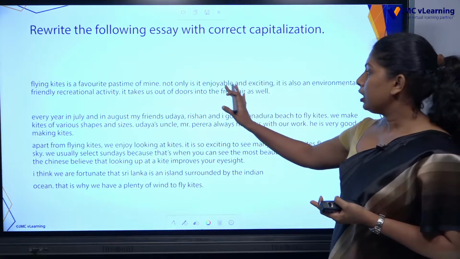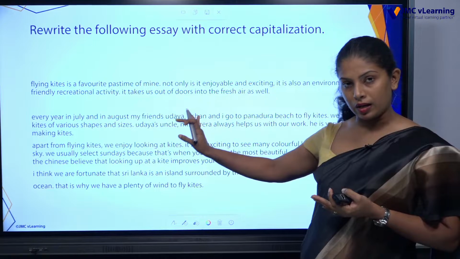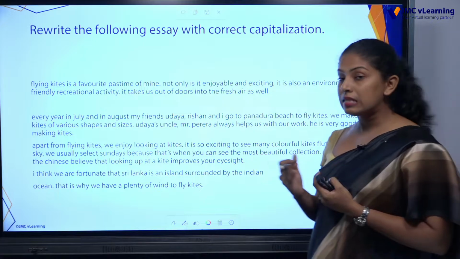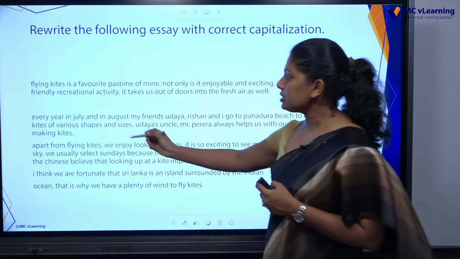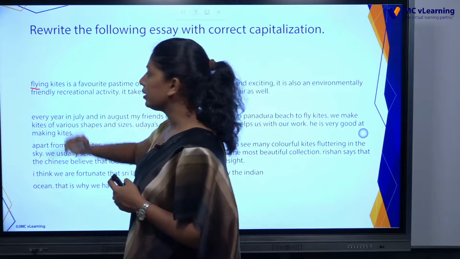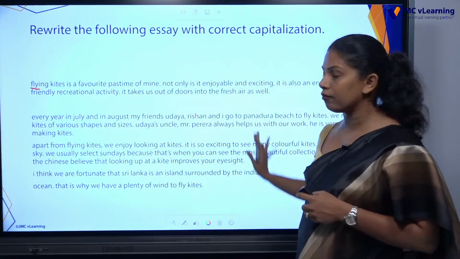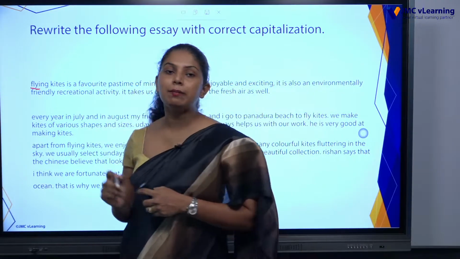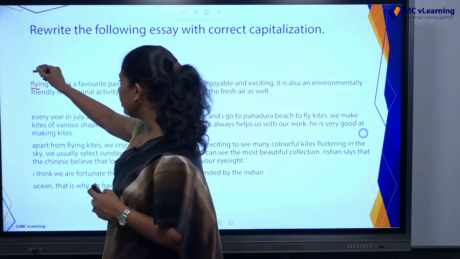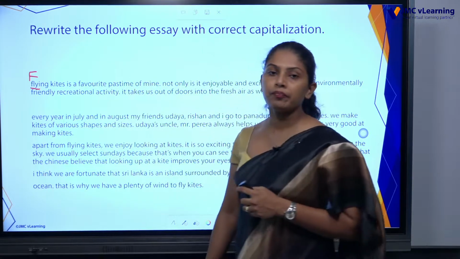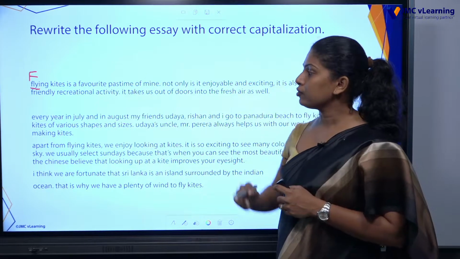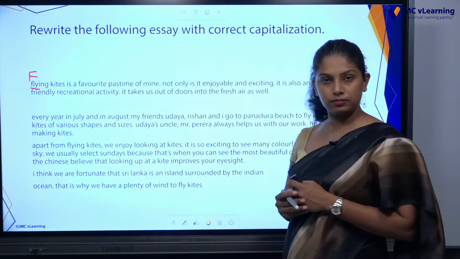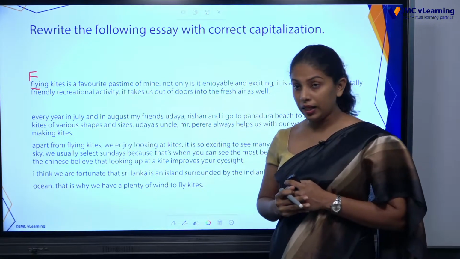So here, when we go through this part, let's find what capital letters we have to use and where simple letters were mistakenly used. You can see here, flying kites. That is the start of the sentence, or the start of the whole paragraph. Here the F was written in a simple letter. When you are starting a sentence, you have to write a capital letter. So here F should be written in capital. Flying kites is a favorite pastime of mine. Capital F should be there.